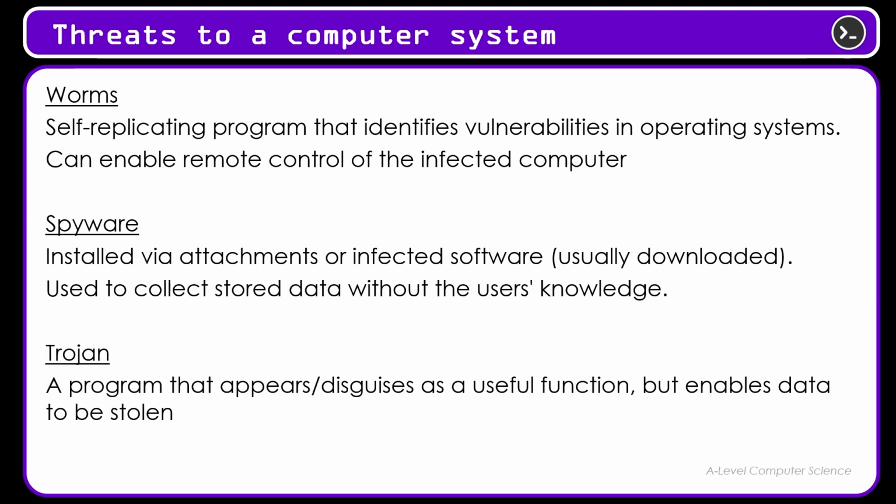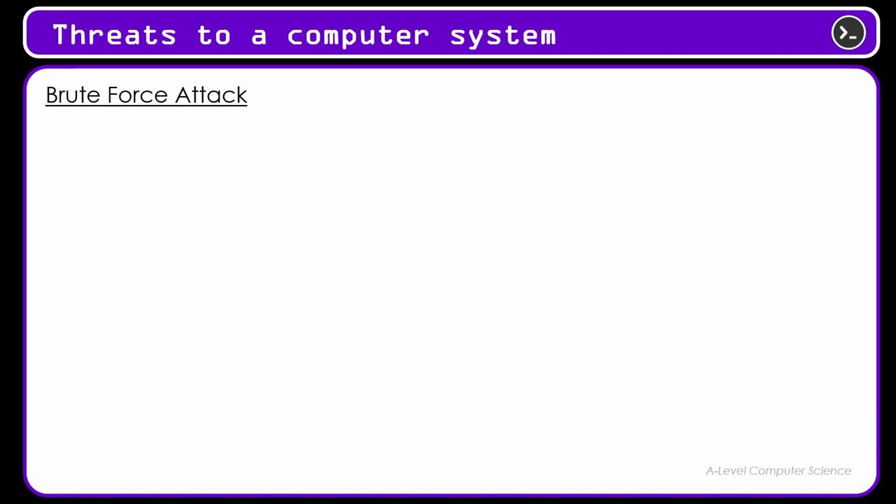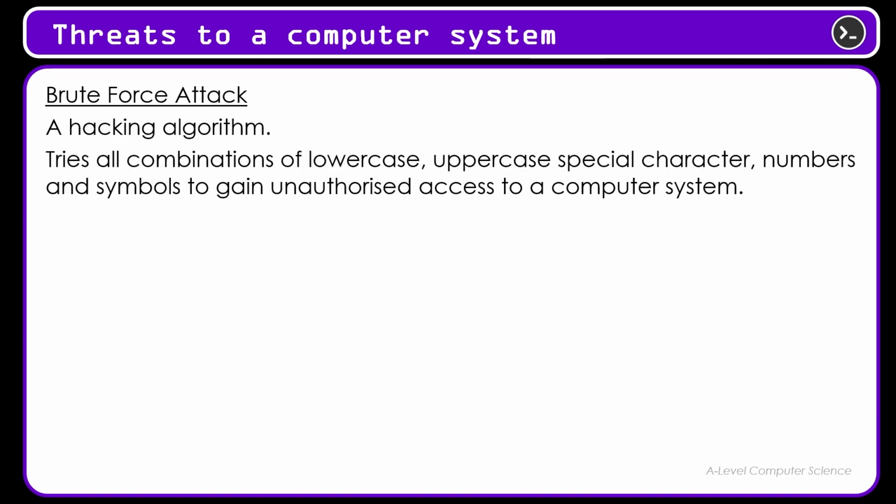A Trojan is a program that appears or disguises itself as a useful function, but actually enables data to be stolen in the background. A brute force attack is a hacking algorithm that tries all combinations of lowercase, uppercase, special characters, numbers, and symbols to gain unauthorized access to a computer system.